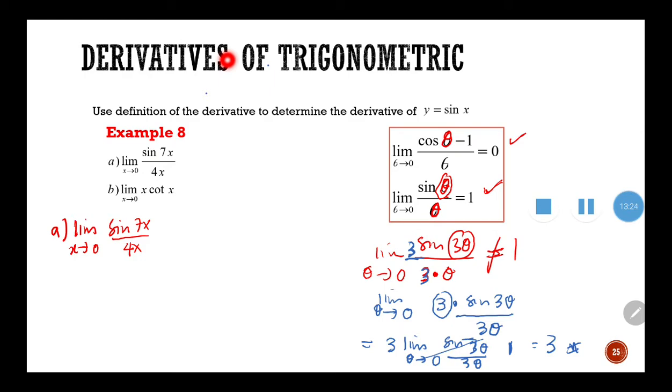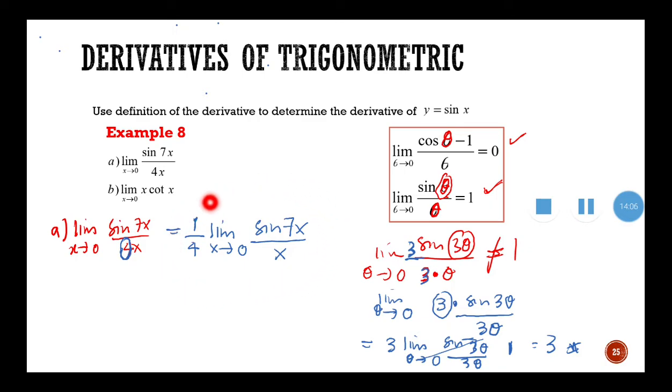Okay, same case here. Does the 4 here depend on x? Now we have x instead of theta, but it's the same. Since it is independent of x, the 4 is just a constant, so you may bring it out. So we put 1/4 times the limit as x approaches 0 of sin 7x over x. If you understood the example I just discussed, I'm sure you understand how to proceed with this.